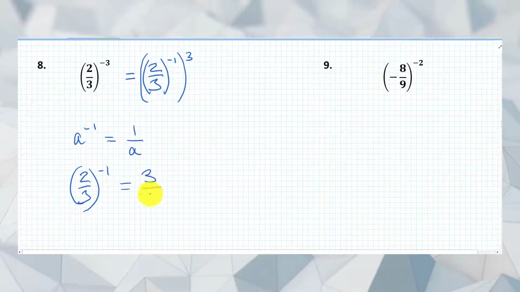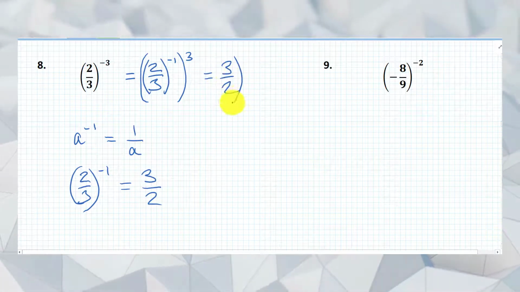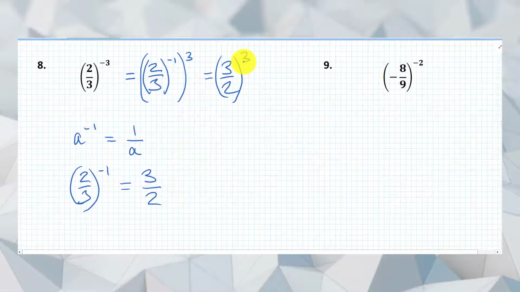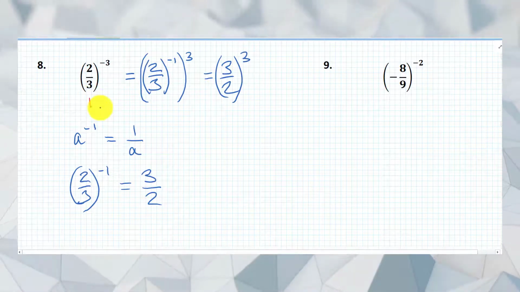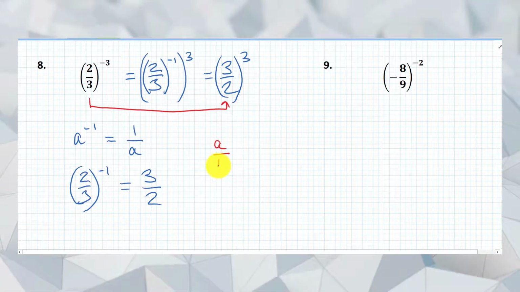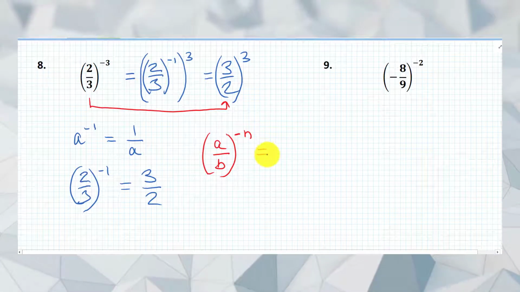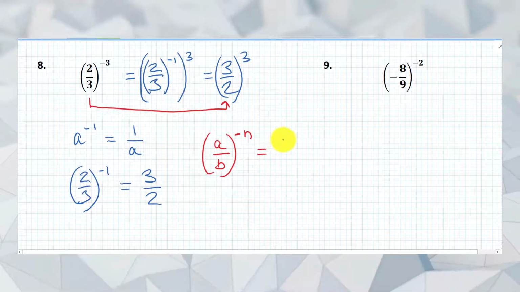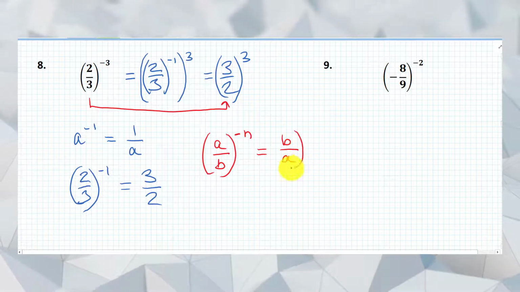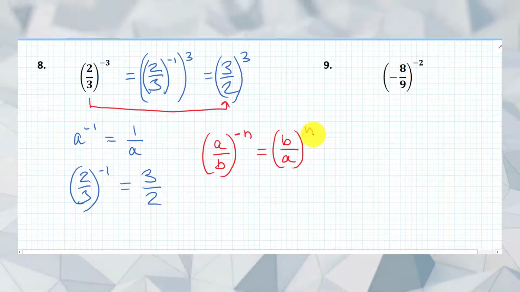The reciprocal of 2/3 is 3/2. So that simply means 3/2 cubed. And this is how you can remember a negative power applied to a fraction. If you take A over B and you raise it to the power of negative n, this is something very simple. You flip the fraction, B over A, and you turn the power into a positive power. That's a shortcut. That's it.